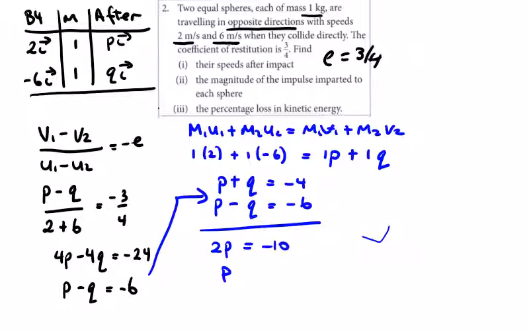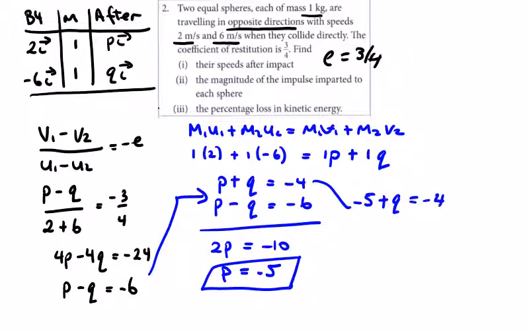So P has gone from traveling at 2 to traveling at minus 5 for P. And if P is minus 5, we can just take this one over here. Minus 5 plus Q equals minus 4. So Q is equal to 1. So we have the velocities afterwards. The magnitude of the impulse imparted to each sphere. So we do this separately.